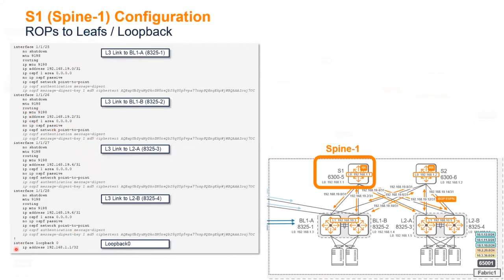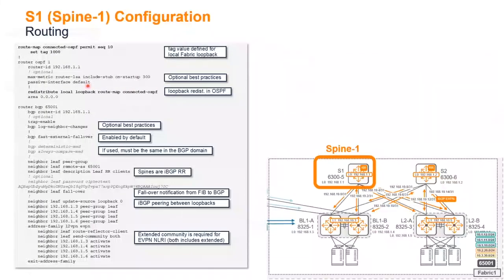And then you have the loopback, right? You see the loopback, there is no IP OSPF on that loopback. We'll see why. We are going to redistribute the loopback. And in the routing, that's what I have got here. In OSPF, I do a redistribute local loopback with a route map.